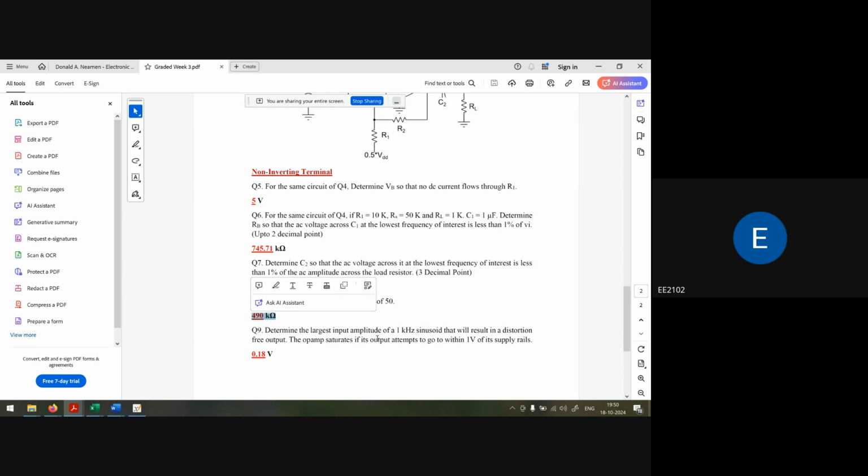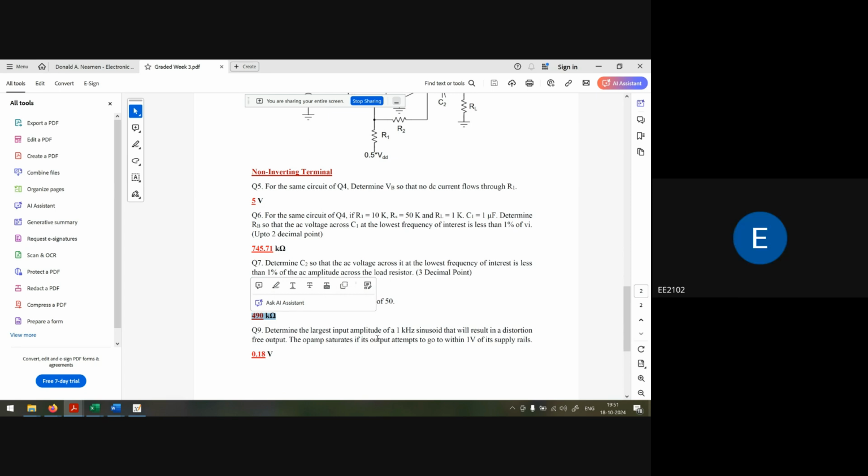And the next one: determine the largest input amplitude of a 1 kilohertz sinusoid that will result in a distortion-free output. The op-amp will saturate if the output attempts to go within 1 volt of its supply. Anyone? So the output can go up to 9 volts.